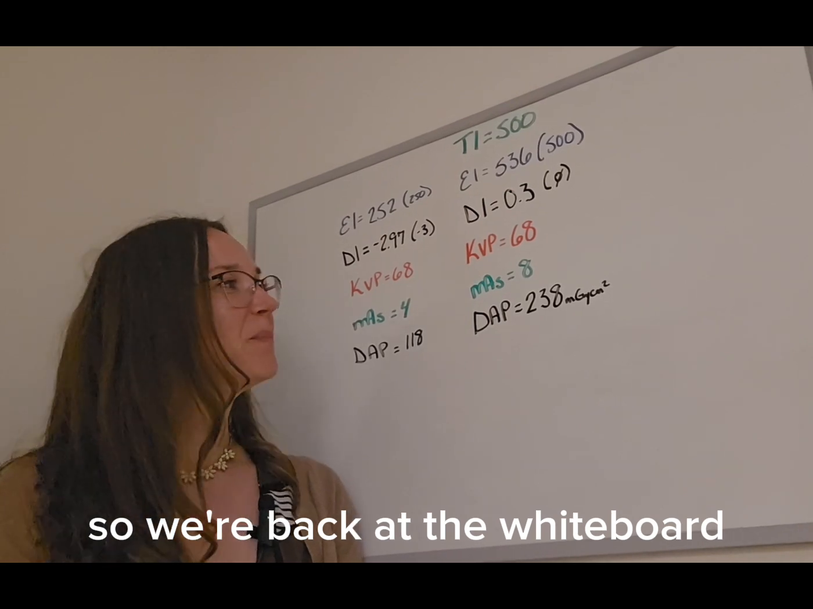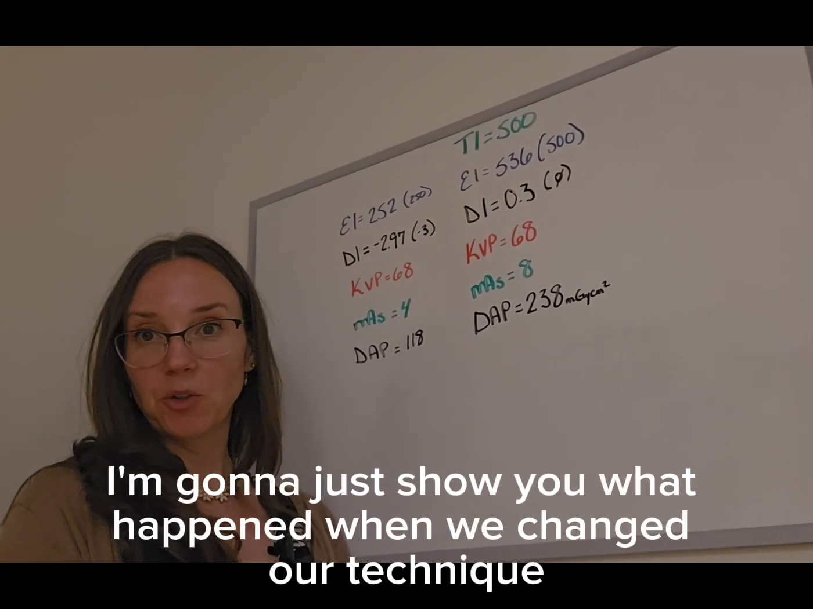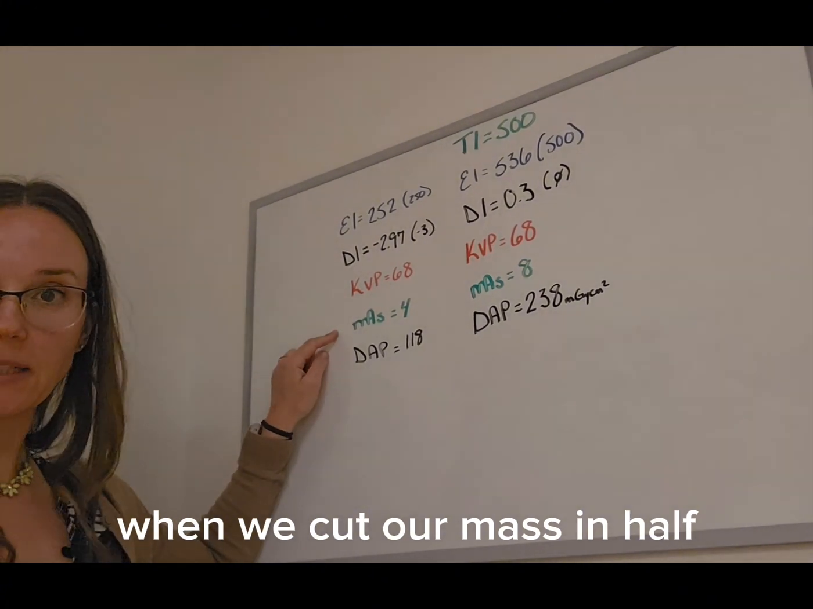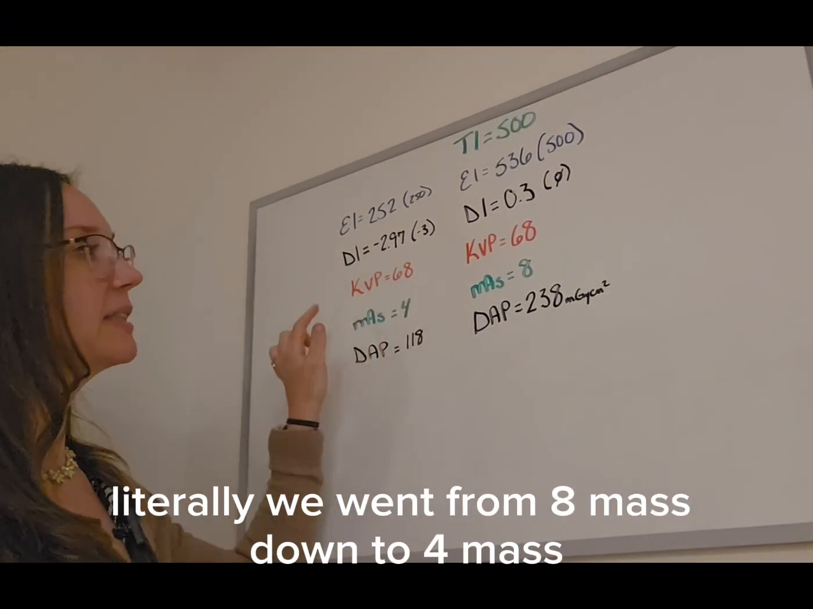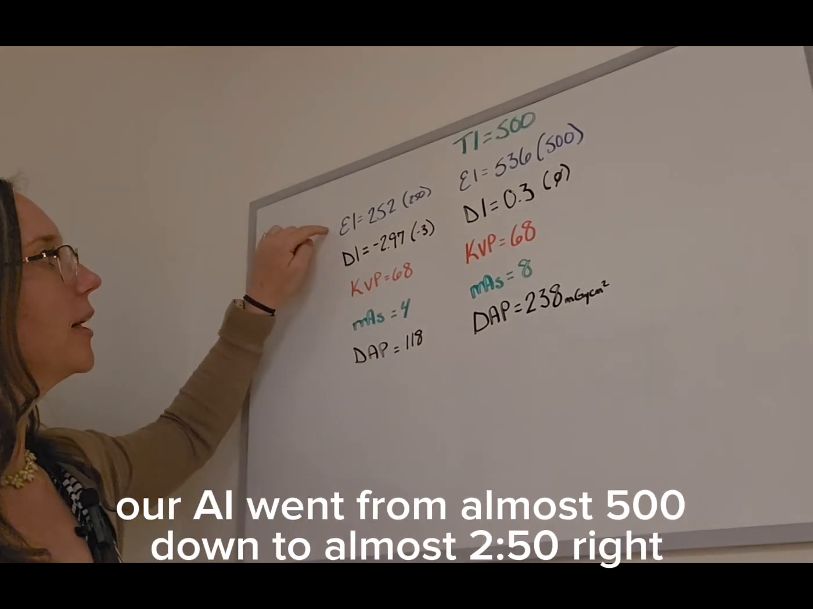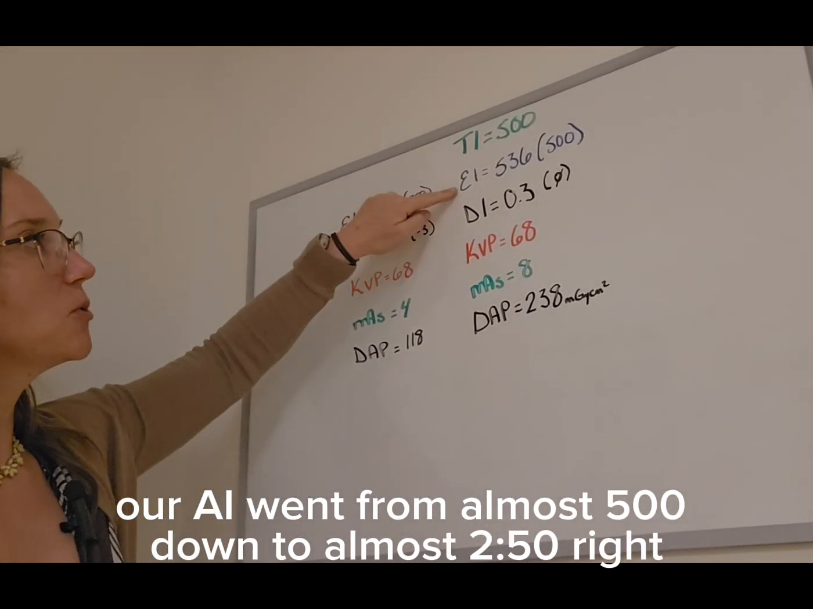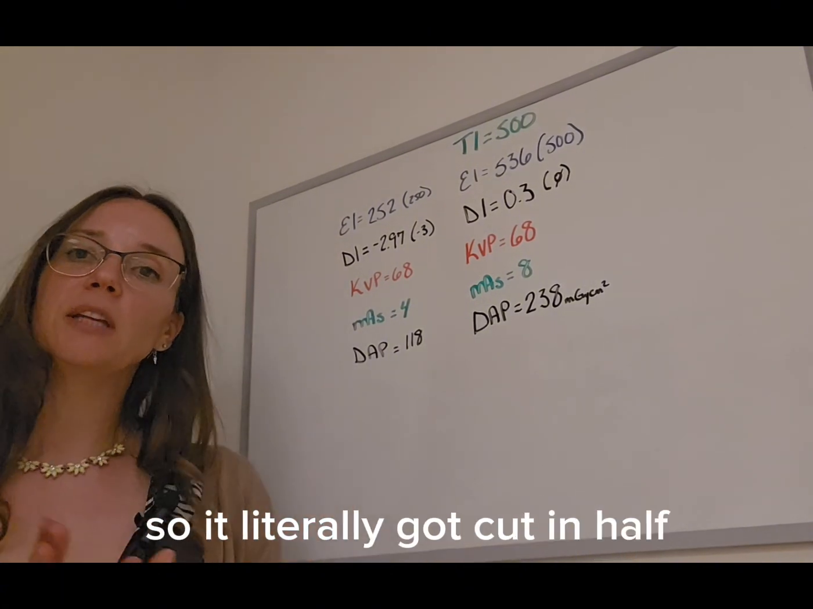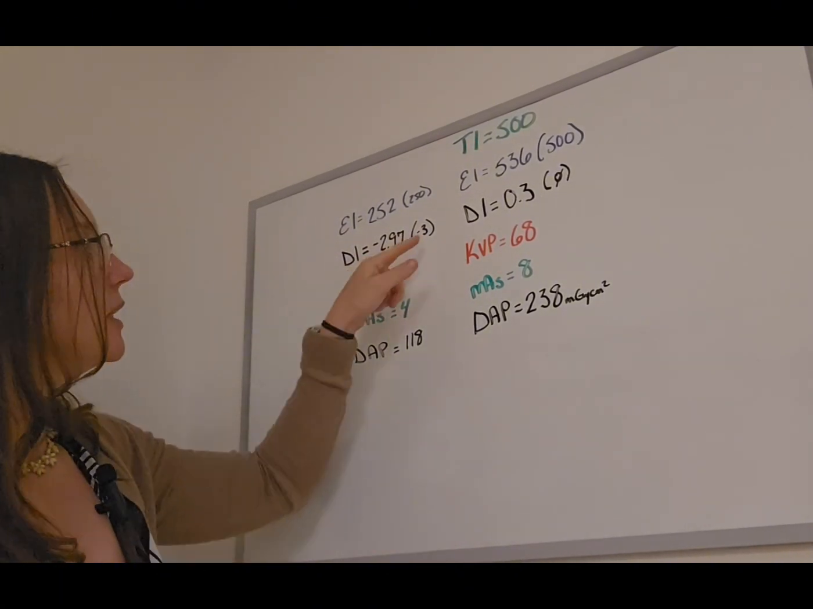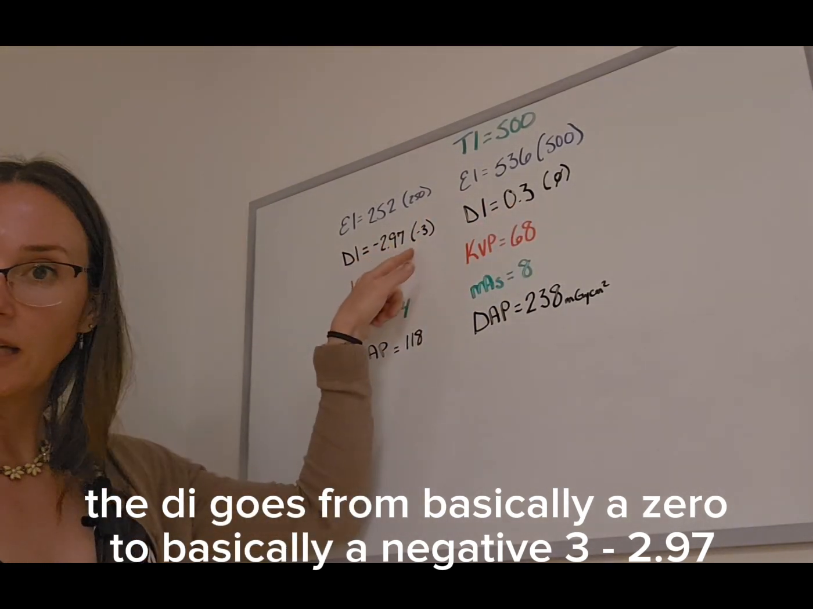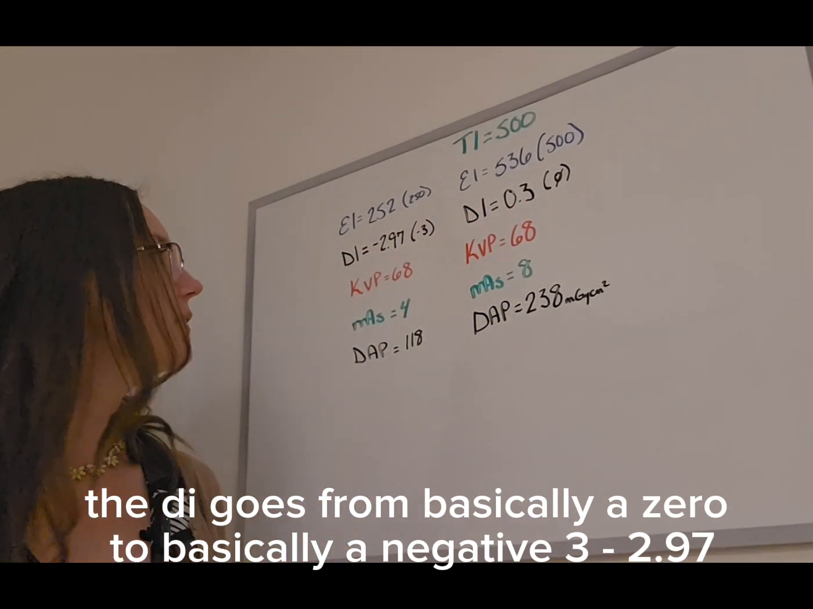So we're back at the whiteboard. I'm going to just show you what happened when we changed our technique. When we cut our mass in half, literally we went from 8 mass down to 4 mass, you'll see that a bunch of things changed. One, our EI went from almost 500 down to almost 250, right? So it literally got cut in half. The DI goes from basically a 0 to basically a negative 3, negative 2.97.